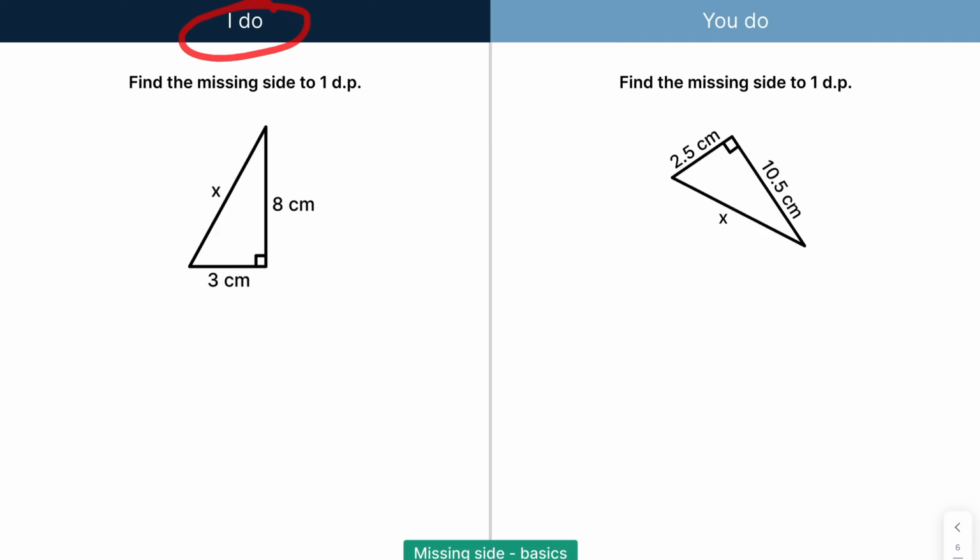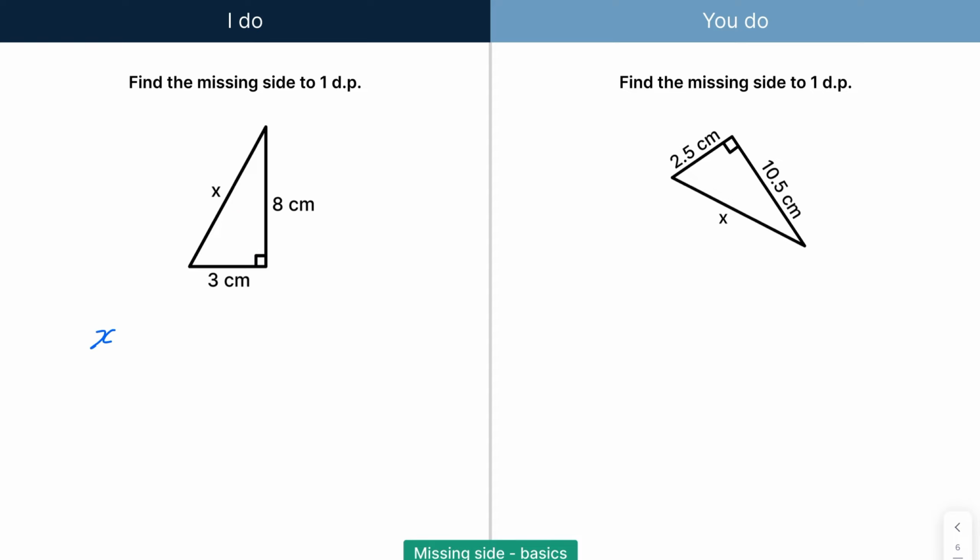The way my videos work, I'm going to do the example on the left, which is I do. You are then going to press pause, and I've got the example on the right, which is you do. So here we've been asked to find the missing side to one decimal place. Now, using Pythagoras' theorem, because this is the longest side, how do we know it's the longest side? It's opposite the right angle. If the side is opposite the right angle, it's the longest side.